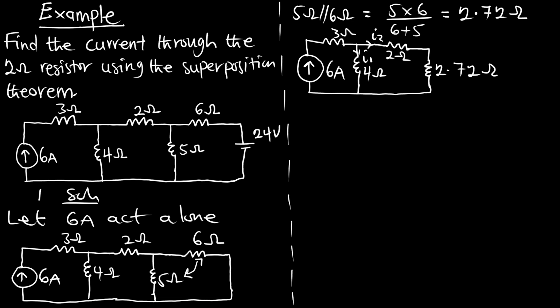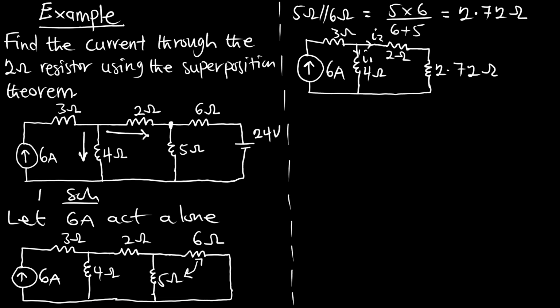Now we can use the current divider to find the current passing through that. With the help of the current divider, we are going to find I2. Remember, I2 is moving this way and I1 is moving this direction. I2 will first pass through the 2 ohm resistor that we are interested in before it splits among these parts. So our focus is on I2.